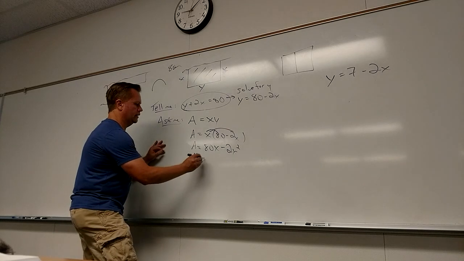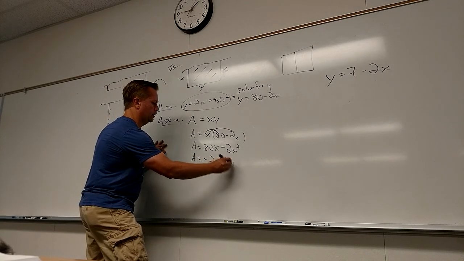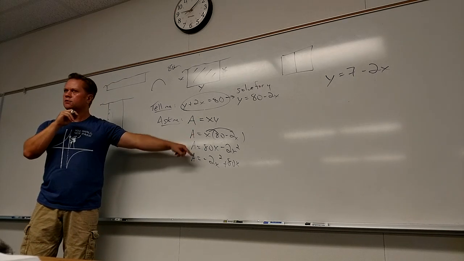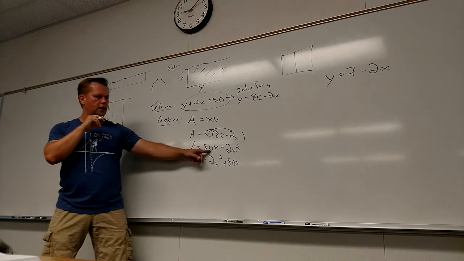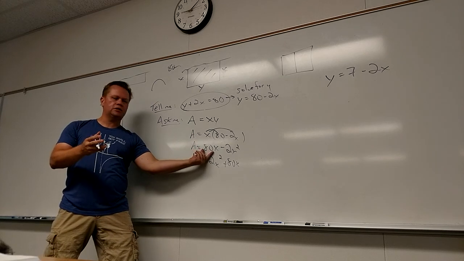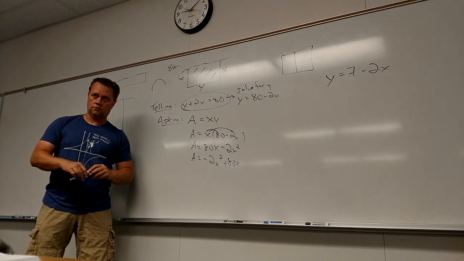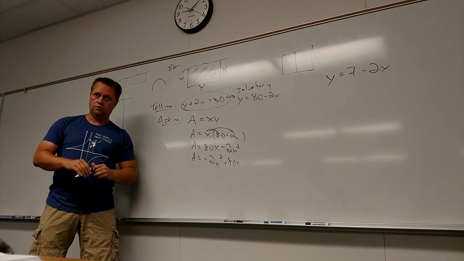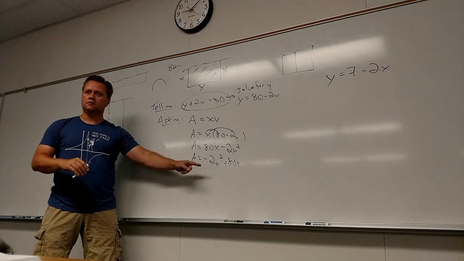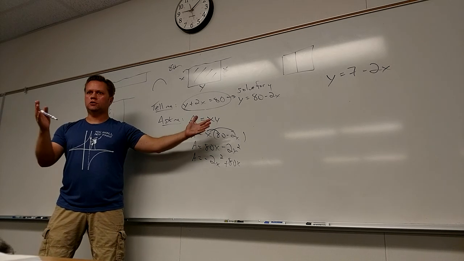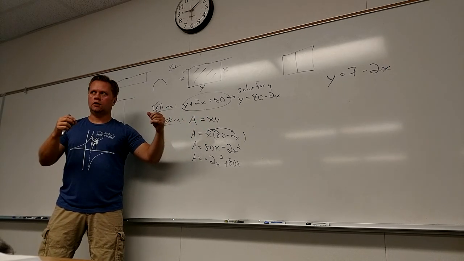If I wrote this like this, I didn't magically turn the thing upside down. Those are the same equations. Do you understand what I'm saying? It can't open up just because the 80's first and now it opens down. So it's in the ax squared plus bx plus c format? Yes. Because what's c? 0. 0, which is fine. I like it.